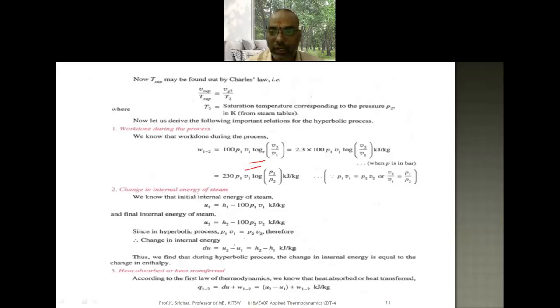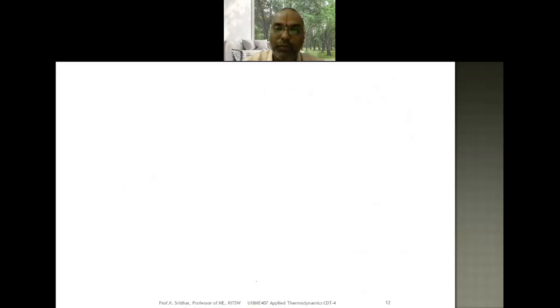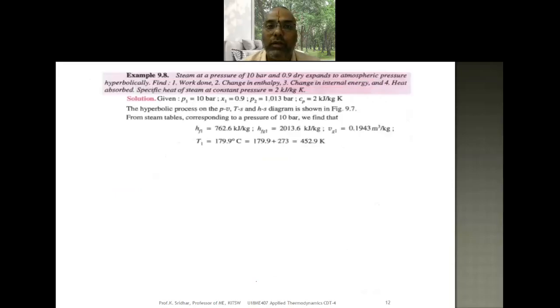The change in the internal energy is just a substitution of the values of U1 and U2 in this particular one. It is also equivalent to H2 minus H1. So the heat absorbed, delta Q, is equivalent to dU plus delta W. So this is the formula to find out delta Q. Now based on this hyperbolic process, let us solve a problem.